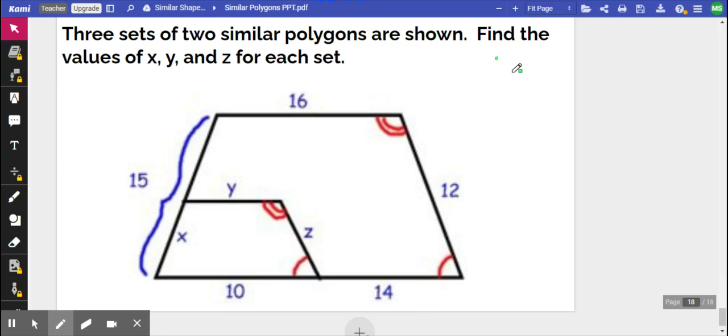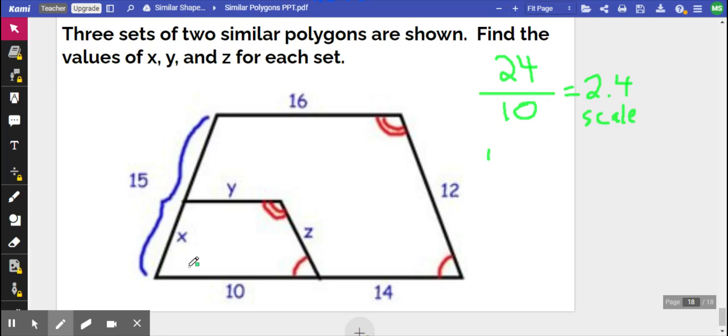So I would do 24 divided by 10, and I know that is equal to 2.4, which is going to be our scale. 2.4 times bigger. So now we just basically need to do 15 divided by 2.4, 16, and 12 all divided by 2.4 to get our answers. So we're just doing division here, so pretty straightforward.